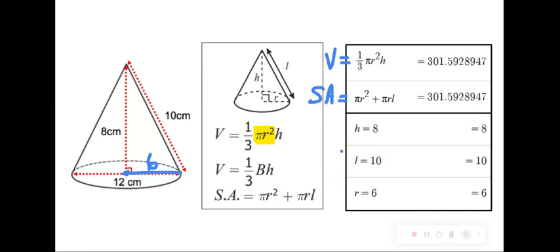And then, like I said earlier, cones only have 3 variables that you need to worry about: your height, slant height, and your radius. And once you plug in all those, you will get the answer to your volume and your surface area, which, interestingly enough, for this one, they're equal.